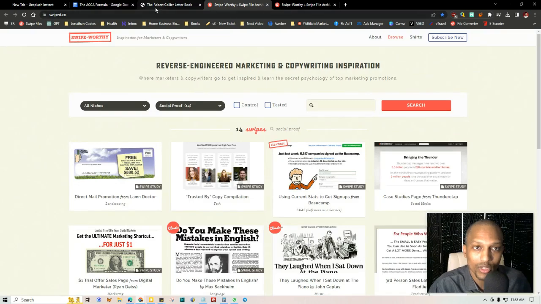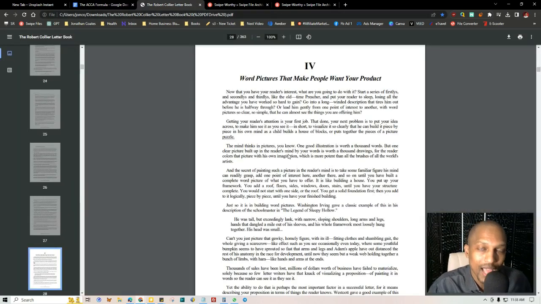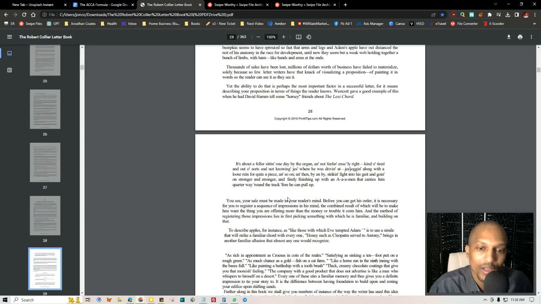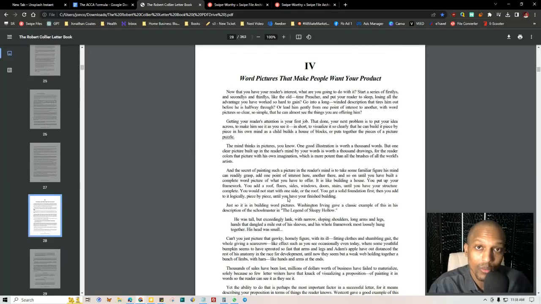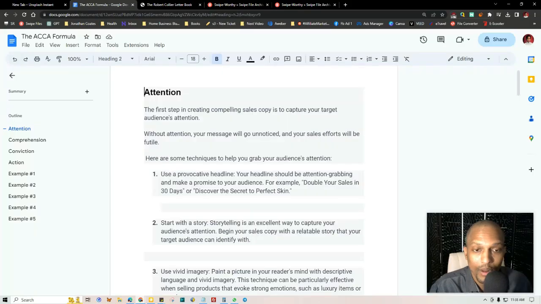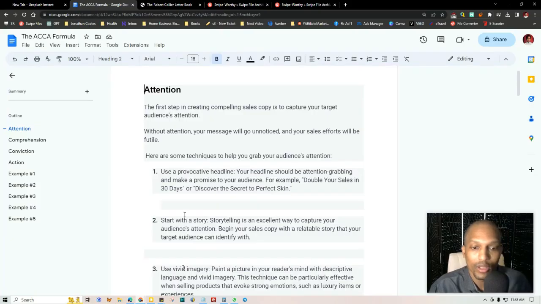The first resource is the Robert Collier letter book. There's a chapter in the book that I want to address, called Word Pictures That Make People Want Your Product. It goes into very good detail and gives you a couple of different examples of descriptive writing, getting into vivid detail. I wanted to share that because in the first step, attention, it says you want to use vivid imagery: paint a picture in your reader's mind with descriptive language. This technique can be particularly effective when selling products that evoke strong emotions, such as luxury items or experiences.